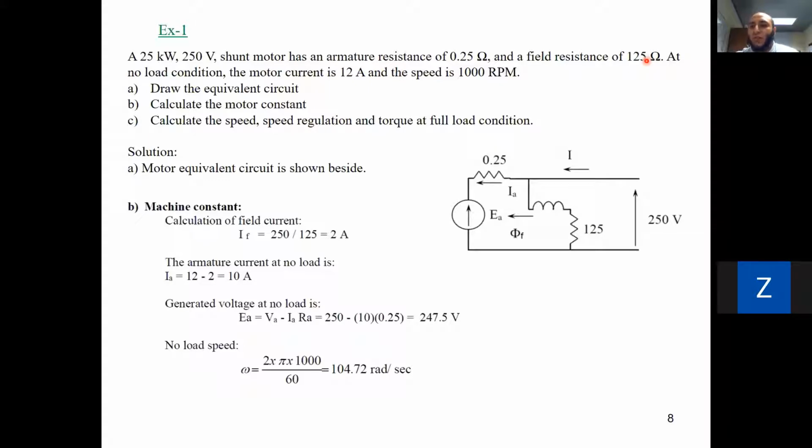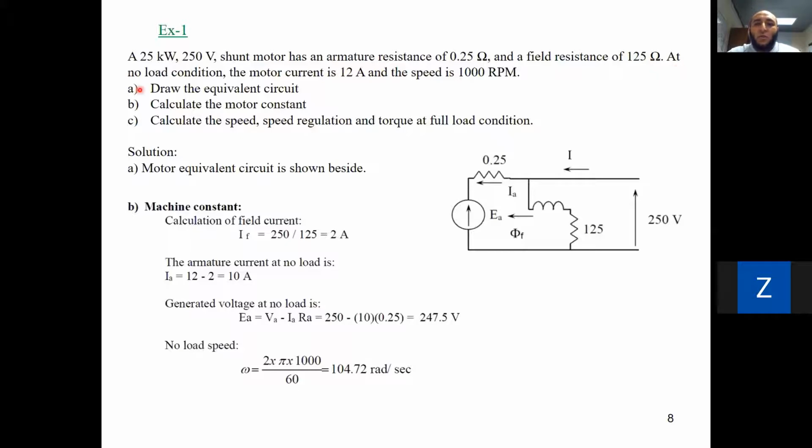The role of the field current here is to create flux for the machine. However, the armature current represents the power of the machine. So for very high power machines, you will find very high armature current and very low field current. For that, we need high resistance for the field circuit.